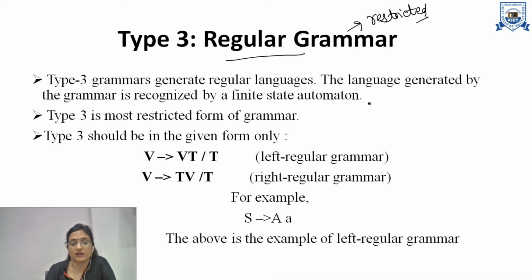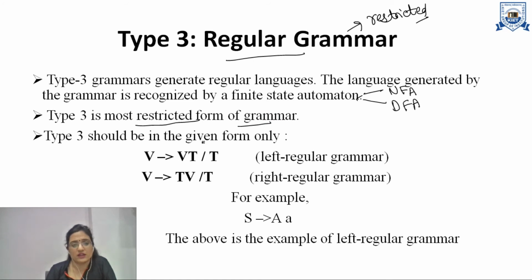As we already studied in the previous video, in finite automata we have two types of automata. The first one is the NFA and the second one is the DFA: non-deterministic finite automata and deterministic finite automata. So there are so many rules on this type of grammar. Type 3 grammar is the most restricted form of grammar.